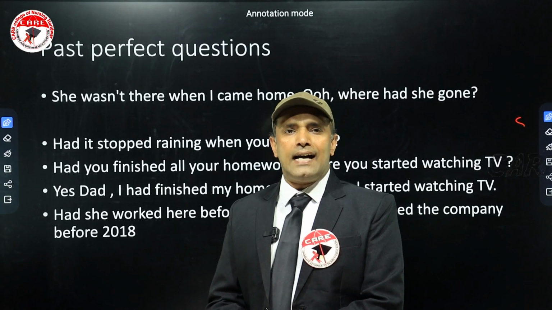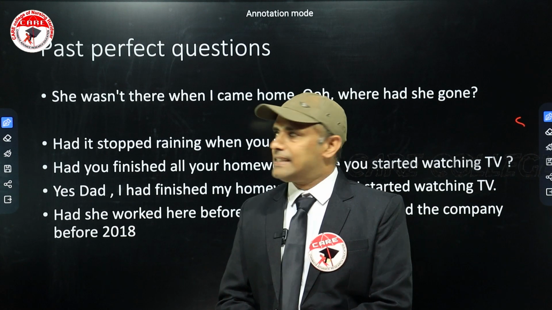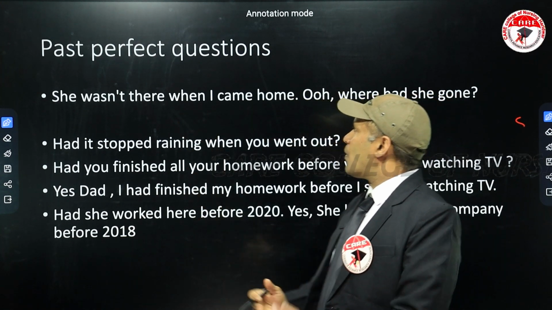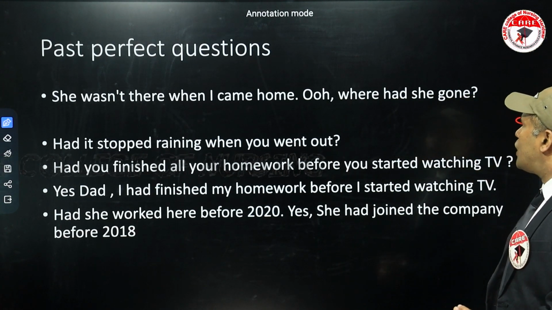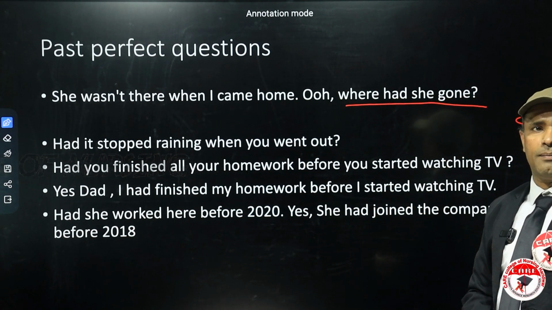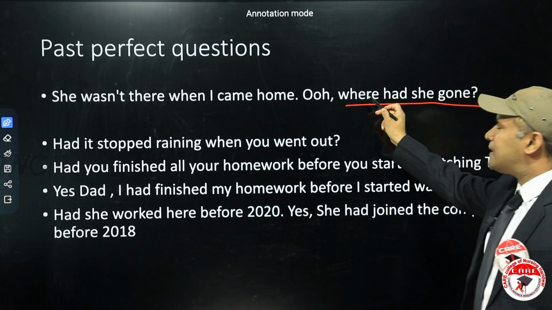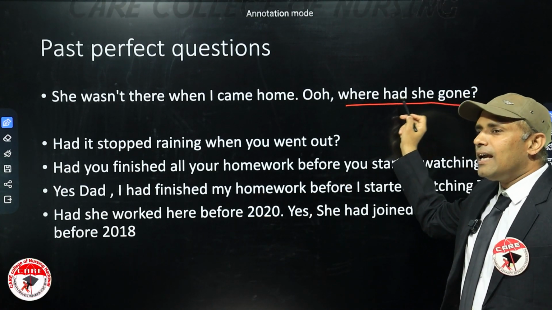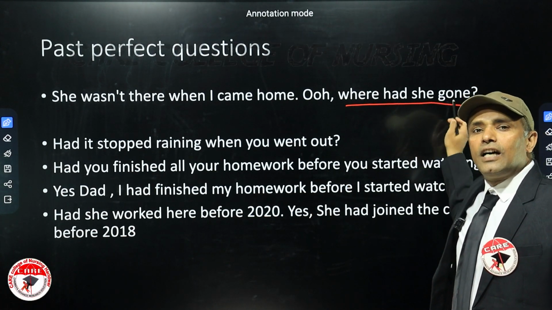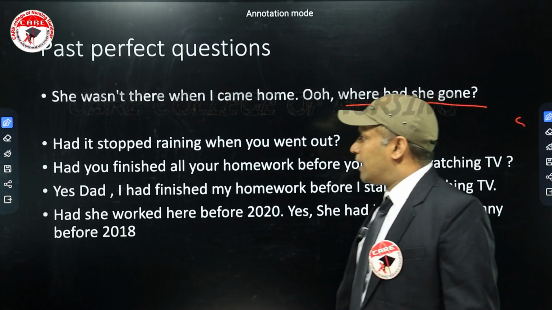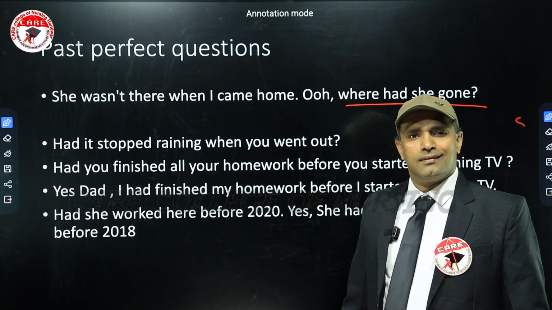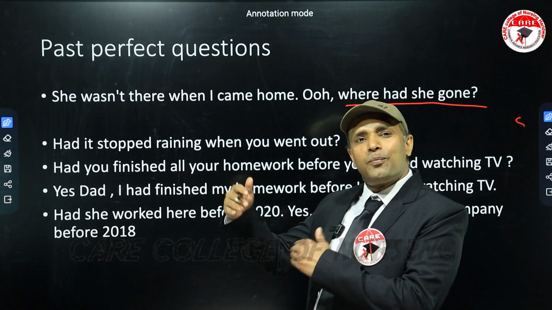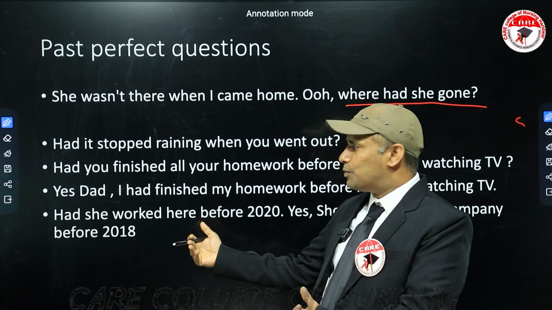Let's see, how do we ask questions in past perfect tense? All right, she wasn't there when I came home. Oh, where had she gone? Look at the formula. All right, the question word is there, then the auxiliary had, then the subject, then the third form of the verb. Another question, had it stopped raining when you went out?